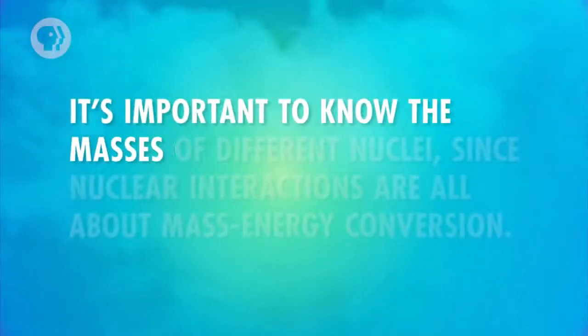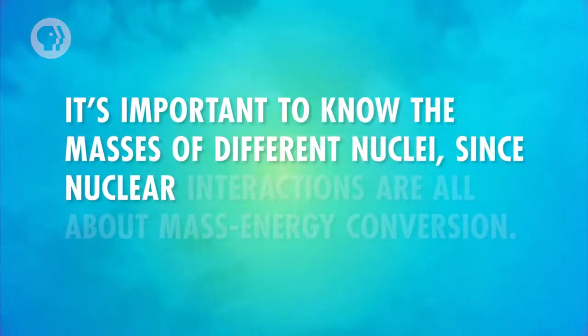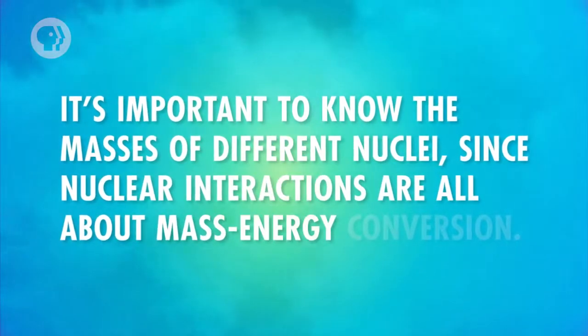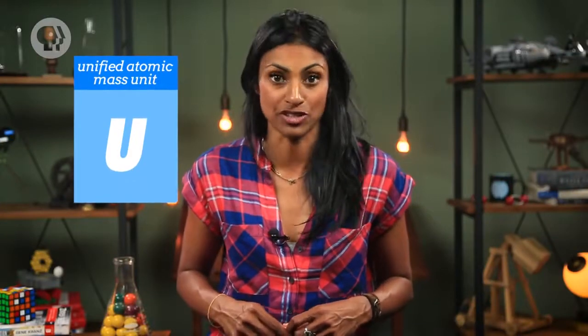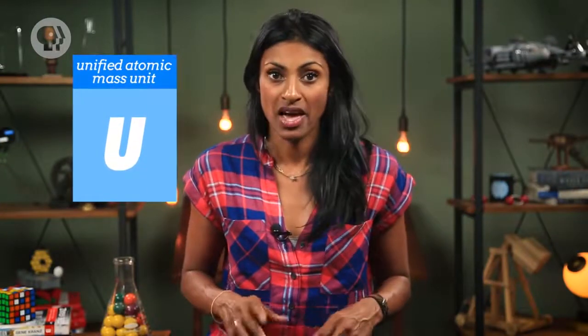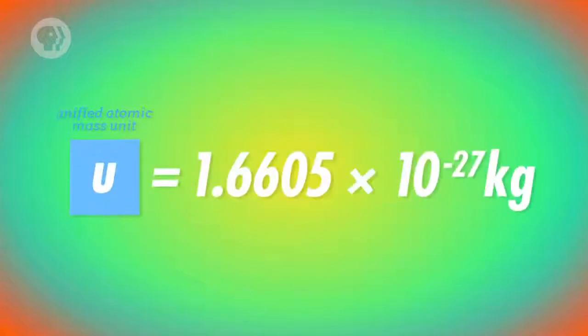It's important to know the masses of different nuclei, since nuclear interactions are all about mass-energy conversion. To quantify the mass of a nucleus, we use the unified atomic mass unit, written just as a small u. A single neutral carbon-12 atom, for example, equals exactly 12 unified atomic mass units. This means that one unified atomic mass unit is equal to 1.665 times 10 to the negative 27th kilograms. Okay, now that we have a notation for describing elements and their isotopes, we can talk about the energy associated with a nucleus and its bonds.